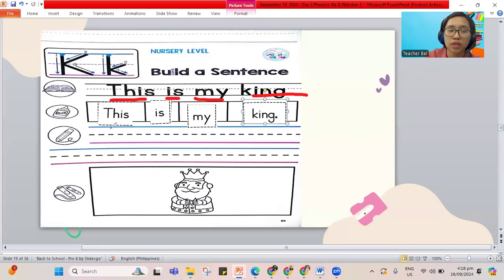What are the words in your sentence? Let's do this. Capital T. Line down. At the top to close it. T-H-I-S. This is my, M-Y. And king.